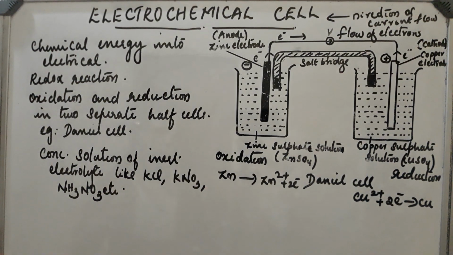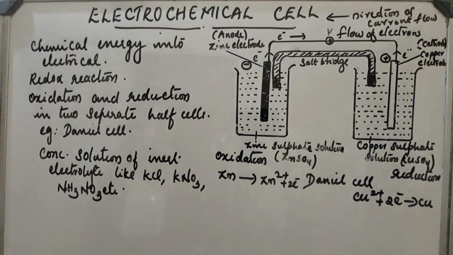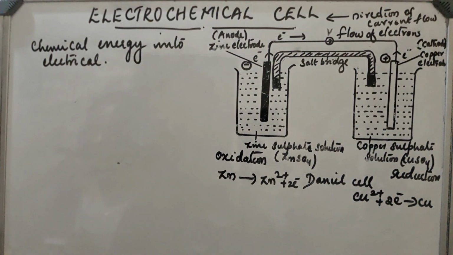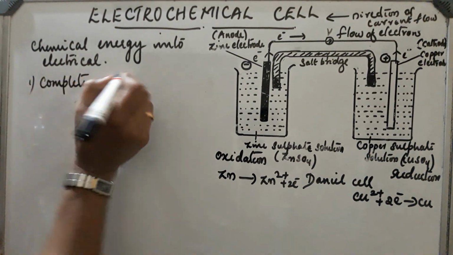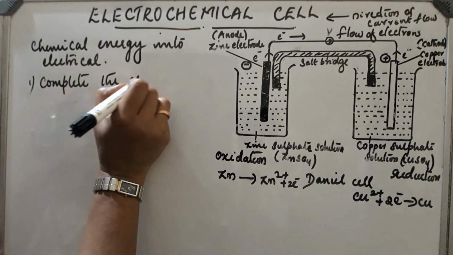So there are some important functions for salt bridge. It helps to complete the circuit. Now let us discuss the important functions. Functions of salt bridge. First point, this helps to connect the two solutions of the two half cells and it completes the cell circuit.